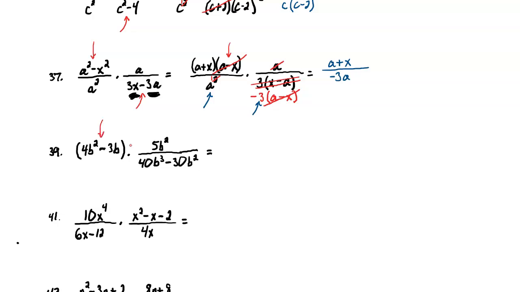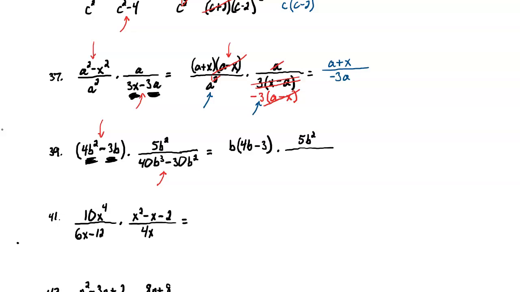This polynomial can be factored. It's going to have a GCF. And this polynomial down here can be factored because it has a GCF. We can factor out the letter b. b times 4b makes the 4b squared, and b times negative 3 makes the negative 3b. Now there's a times dot and a fraction line, 5b squared in the top.